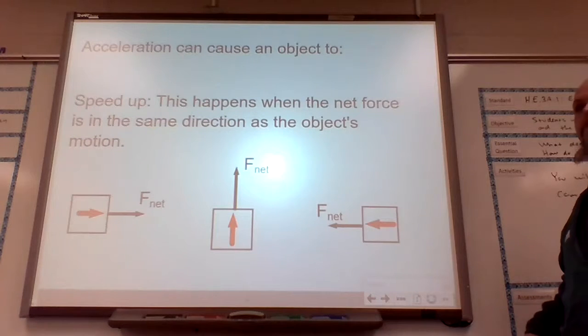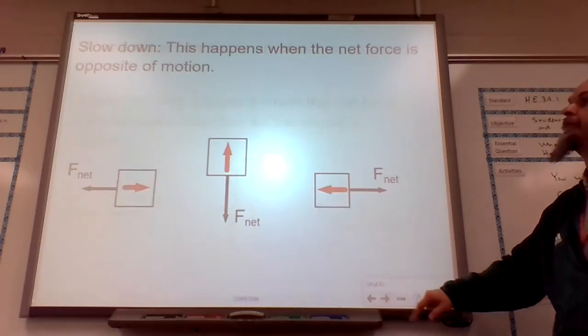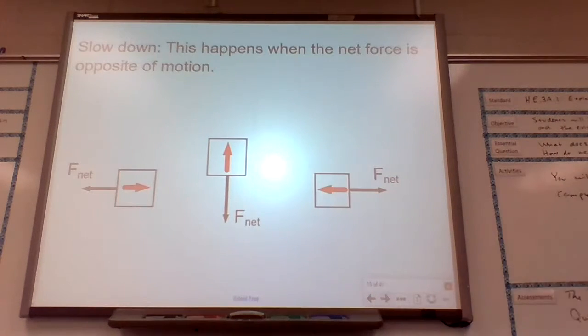The second thing that an object can do when it accelerates is slowing down. Slowing down happens when the net force is applied in a direction opposite of motion. The net force opposes the motion of the object. If the net force is in the opposite direction of motion, if it opposes motion, the object will slow down.